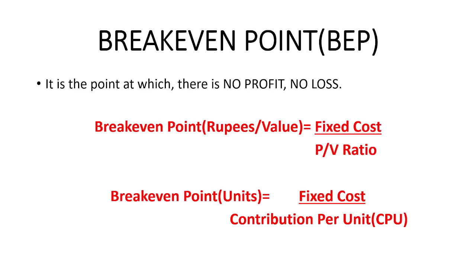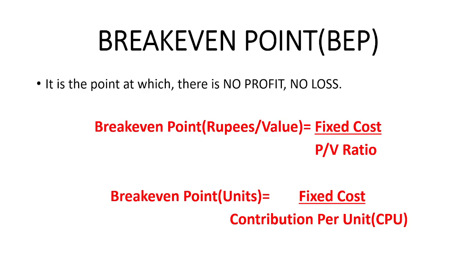Now, how to calculate it? So, break-even point can be calculated in rupees or it can be calculated in units also. So, let us understand first how to calculate in rupees. It is also called value. So, it is equal to fixed cost upon PV ratio. Fixed cost means cost which is fixed, which will be given to you in the question. PV ratio is profit volume ratio, which again you will be calculating. So fixed cost upon PV ratio, you will get the answer in rupees, that how much is the break-even point for my business.